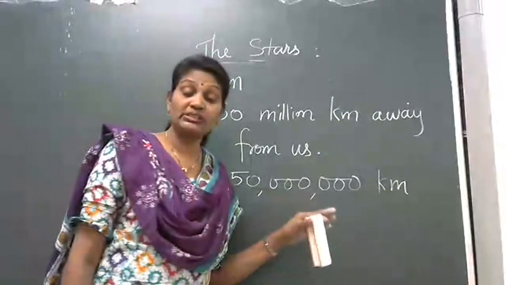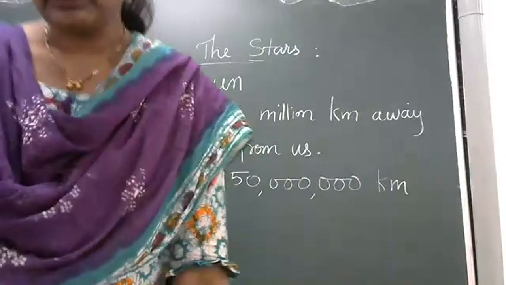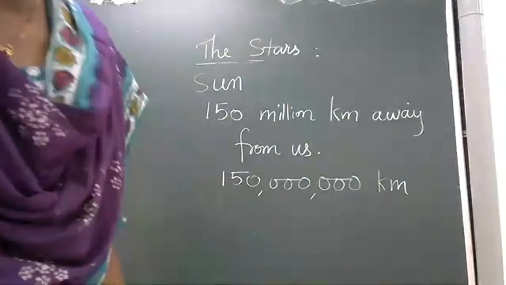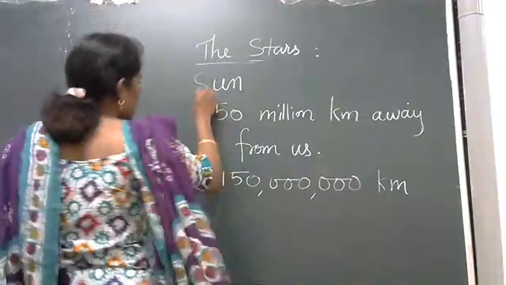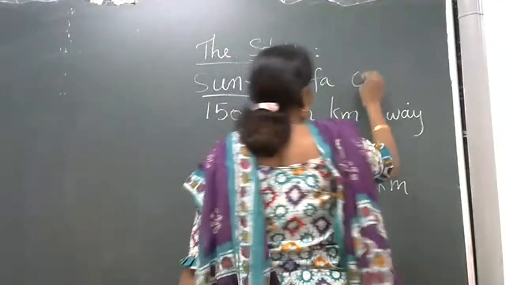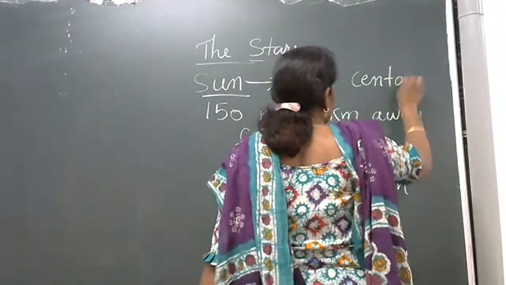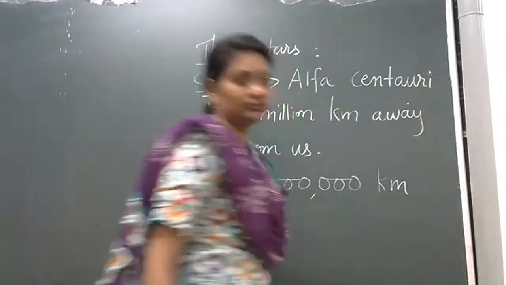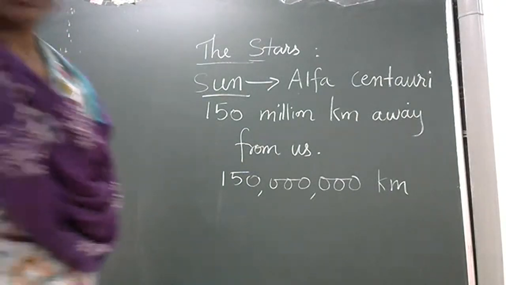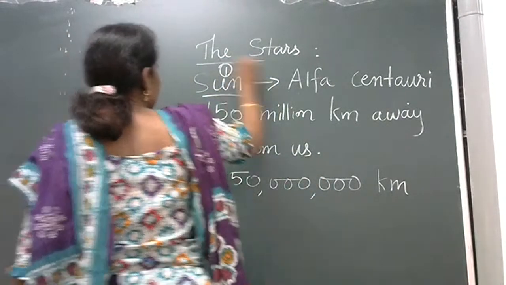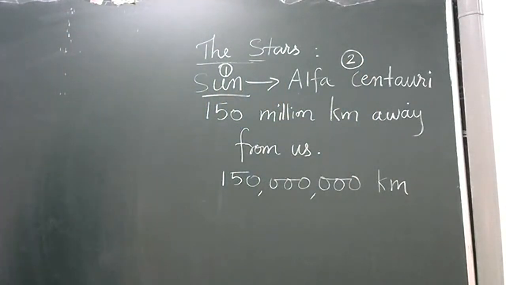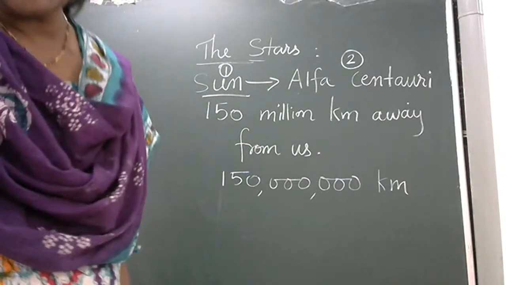Then the next nearest star is Alpha Centauri. After the Sun, the next one is Alpha Centauri. The next star. First is the Sun. First one is the Sun. And the next nearest star is Alpha Centauri. Okay?